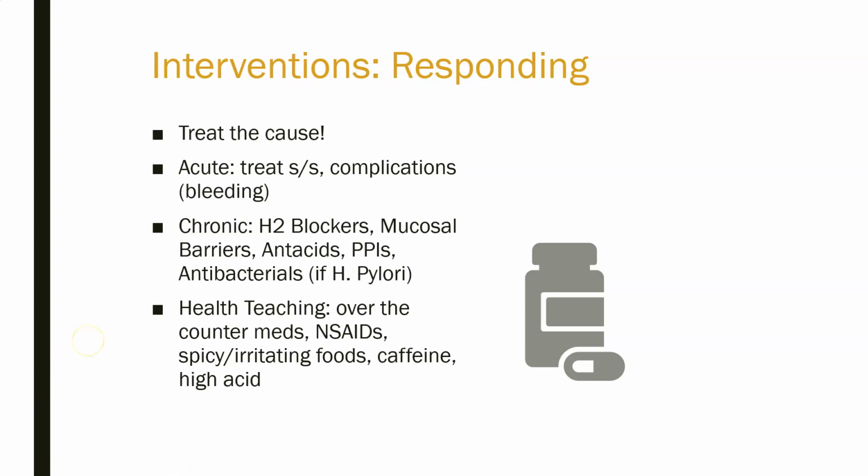What do we need to teach? We need to talk to them about their use of over-the-counter medications. They should avoid NSAIDs, spicy foods, and caffeine, and other foods that are very high in acid. These patients are usually not seen in the acute care setting unless they have an exacerbation. Most of the times these patients are treated at home.